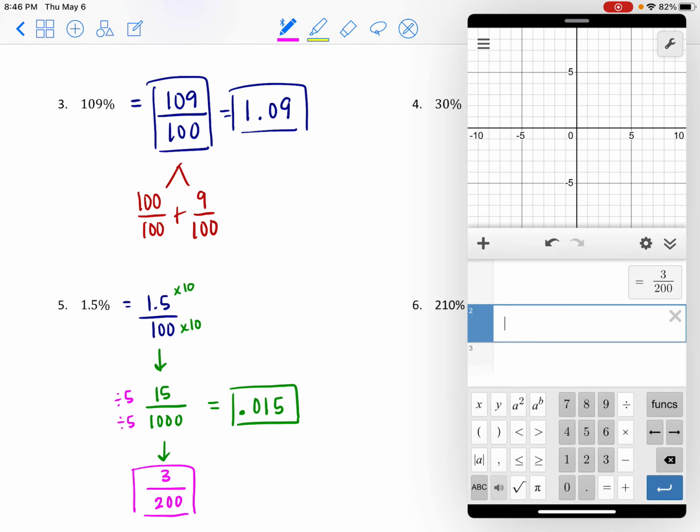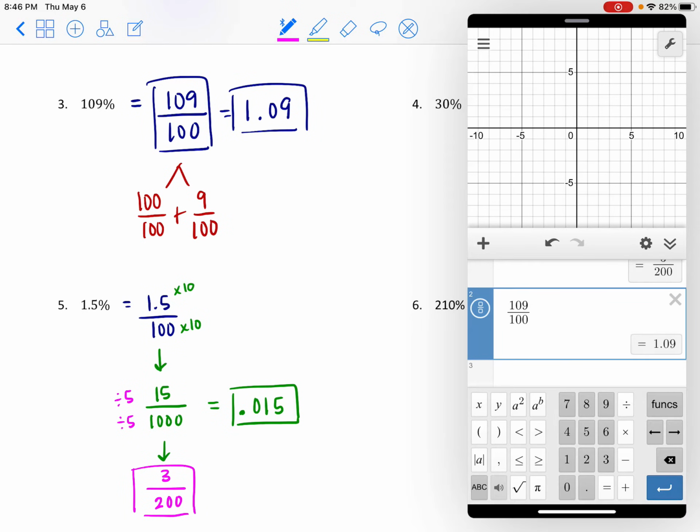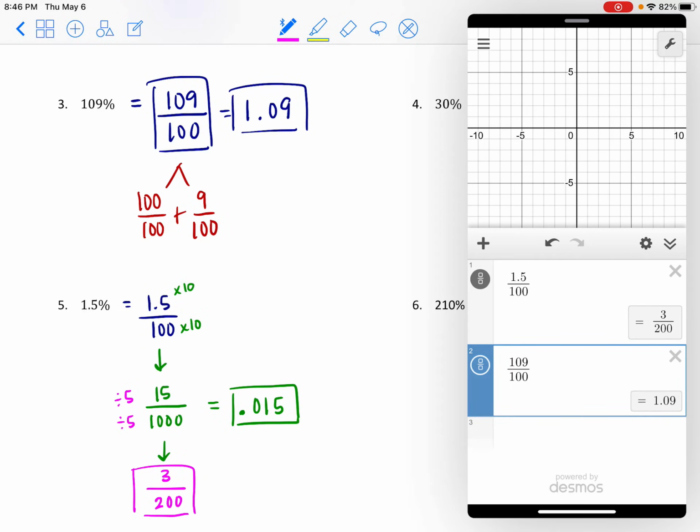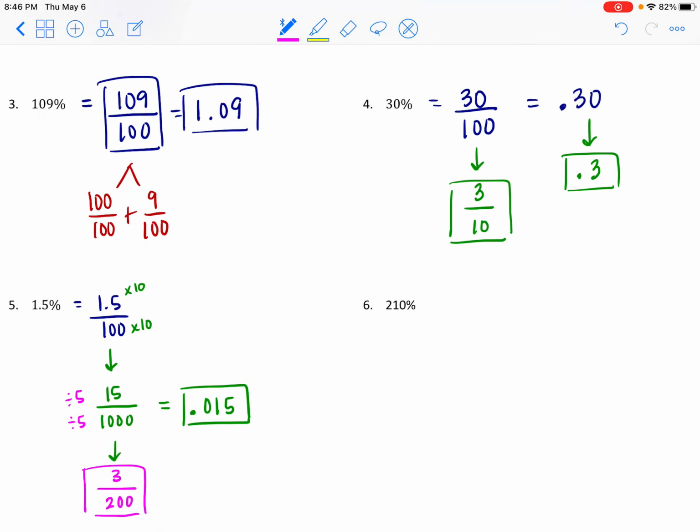So same thing with the 109%. You know the translation. That's the important part. Know that 109% translates into 109 out of 100. So then you could put it into your calculator and it would give you the decimal, and then you can confirm by hitting the fraction button that you have the same fraction, that it's reduced, that it's in its simplest form. Okay? All right, let's try one more here.